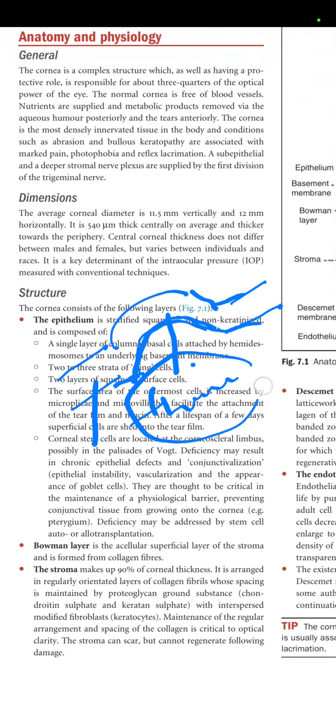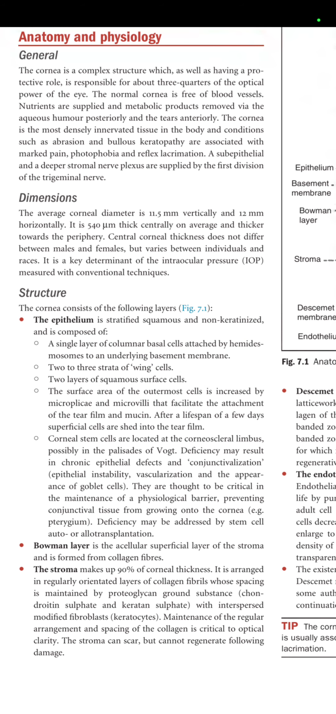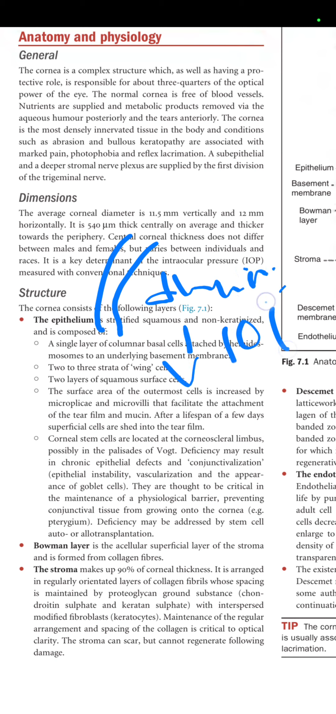And this thinness or thickness varies between individuals and between races but not between males and females. Gender is not an issue in this case. It is a key determinant of the intraocular pressure measured with the conventional technique. So, how does the thickness and thinness of the cornea cause a change in IOP? It is very simple. Thin cornea, low IOP. Thick cornea, high IOP.